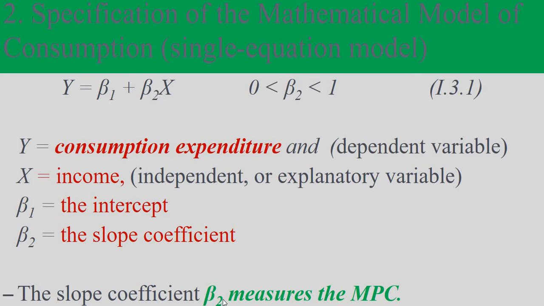One notice: beta 2 measures the MPC, because, as I have already explained, it is the slope coefficient and shows how sensitive the parameter is. This is simply a fraction. Suppose it is 0.5, and my income is 100, then I will multiply 100 times 0.5, and the MPC of 0.5 gives a value of 50 on top of my intercept.